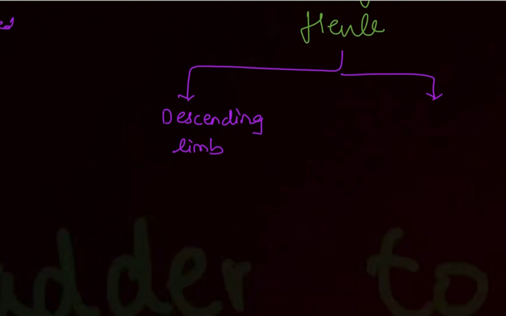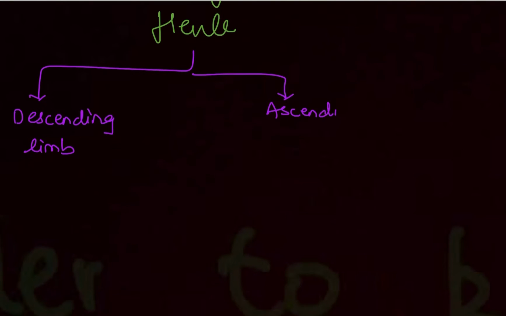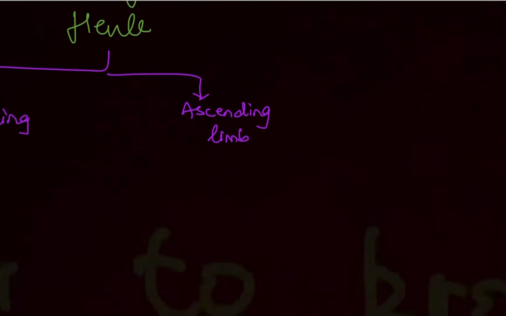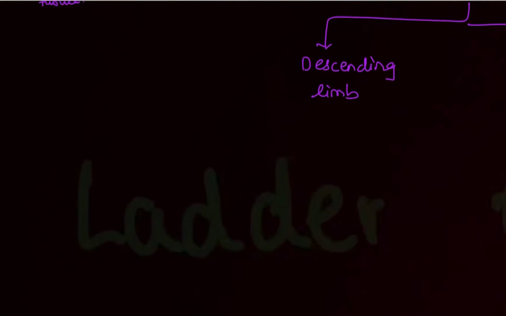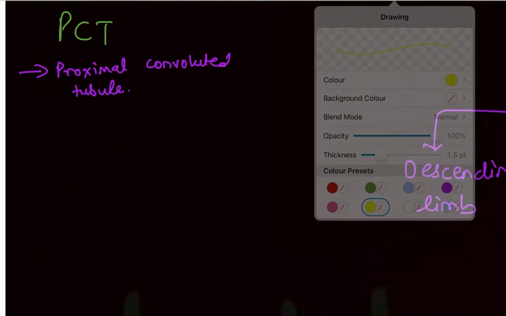What is loop of Henle? It is divided into two. It is a loop, right? So it is having a descending limb and an ascending limb. Okay. What does DCT stand for? Distal convoluted tubule. Now let's do each in detail.